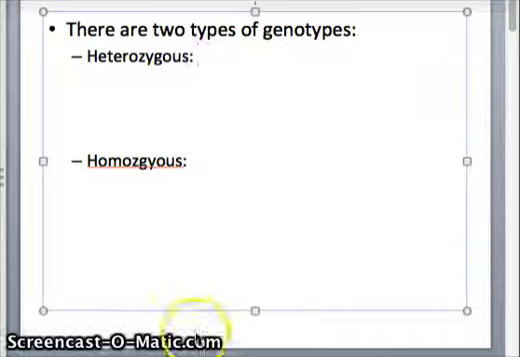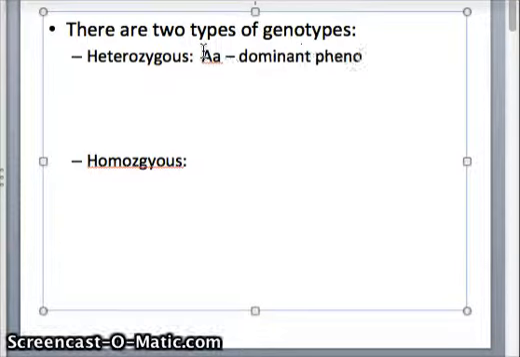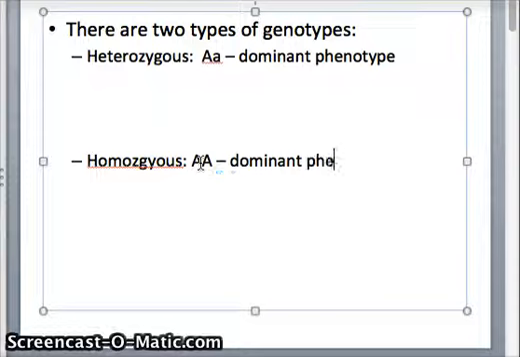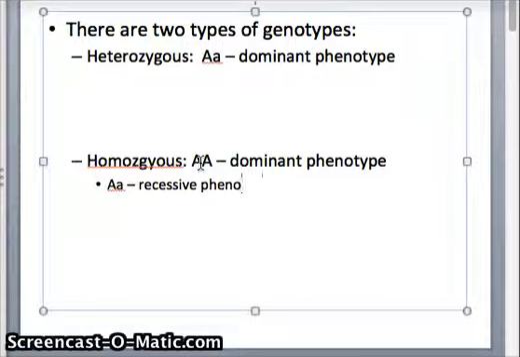So there are two types of genotype. Heterozygous, remember, means that we have a big letter and a little letter, and this always gives you the dominant phenotype. Homozygous means you have two capital letters that are the same, and that will give you the dominant phenotype or trait. Or you can have two little letters, which gives you the recessive phenotype or trait.